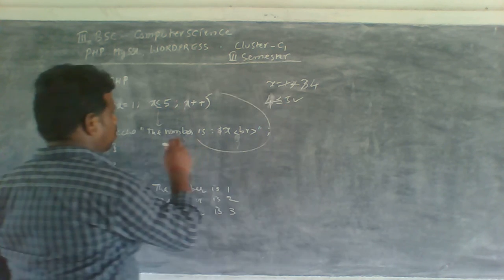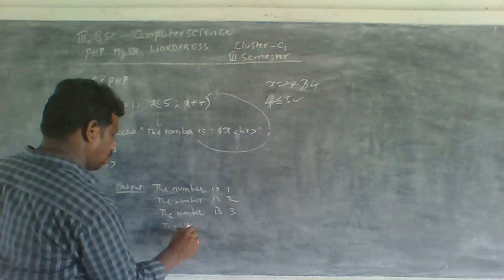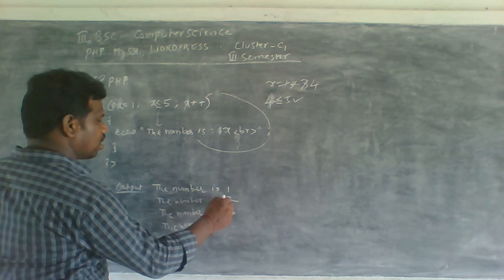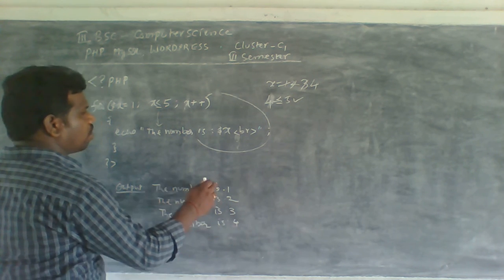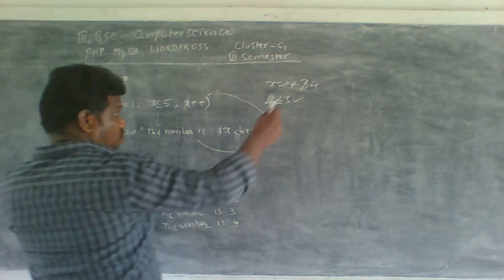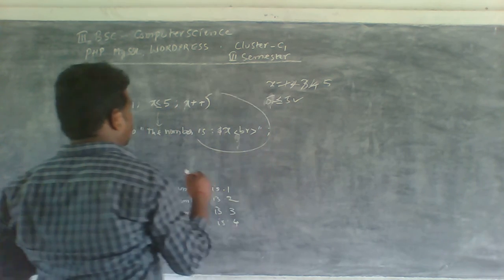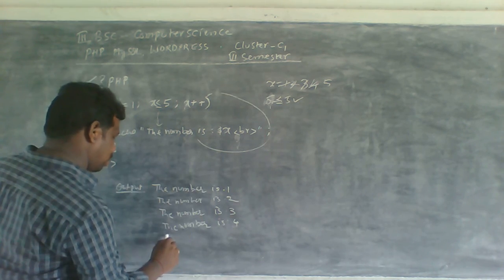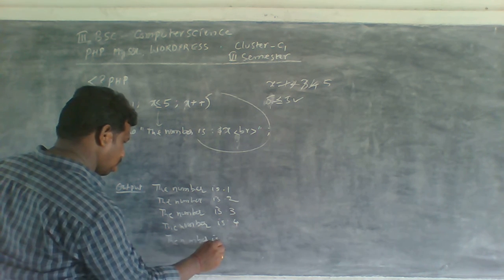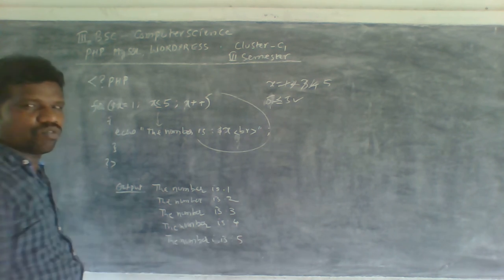4 is also true, so whenever the condition is true, automatically it prints the number is x. What does x contain here? x contains 4, and then it comes to plus plus. Incrementing the value, 4 plus plus gives 5. 5 less than or equal to 5, the condition is true, so it prints "the number is 5".